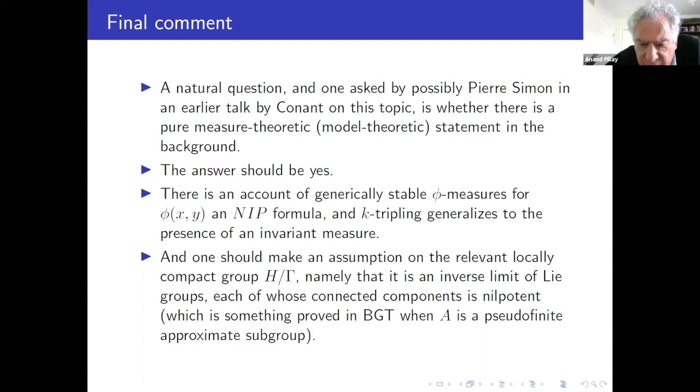What kind of sets? The original set A. So A would be definable in the real field. You have a Lie group G in the reals, a definable subset A of G, and you have K tripling in terms of the Haar measure. So G is a locally compact group, and A has positive measure. Yes, for some Haar measure, which is typically infinite on G. Okay, and then what conclusion do you want?